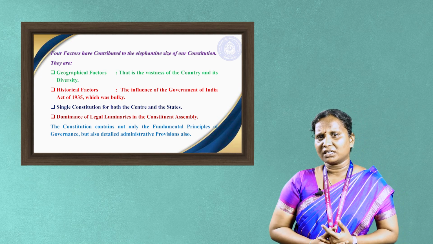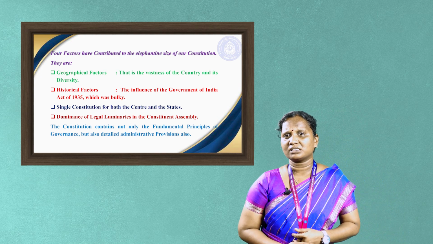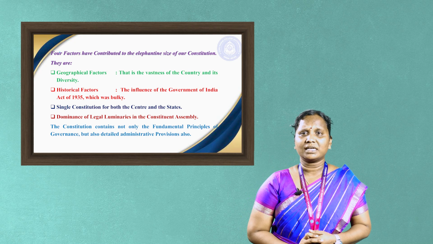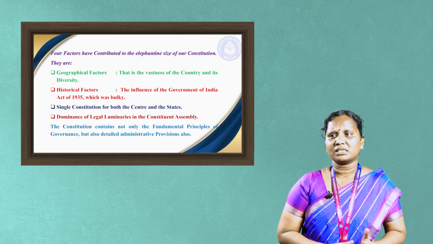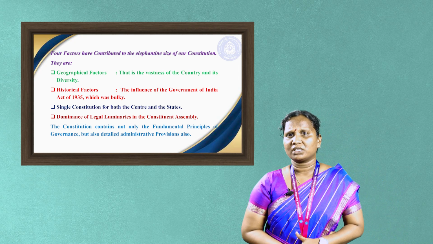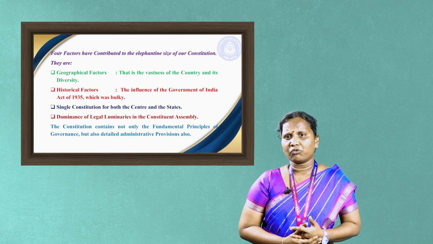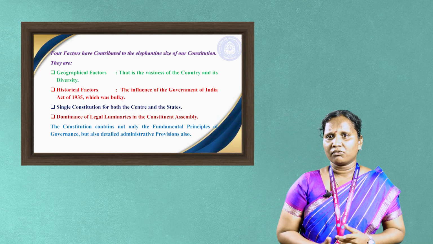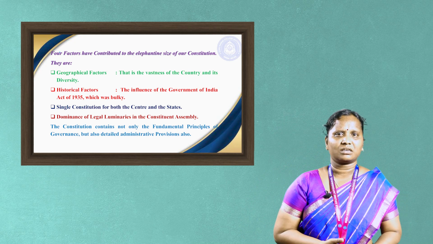Next, the single constitution. Most of the federal countries as well as the largest countries in the world have a double constitution, one for the central government and another one for the state government. But India has only a single constitution for both the central government and the state governments.